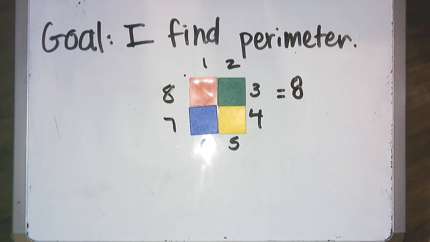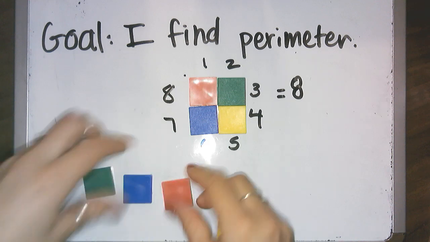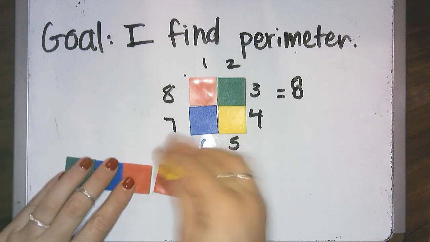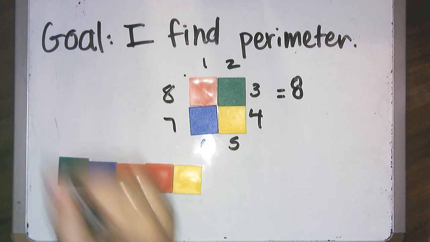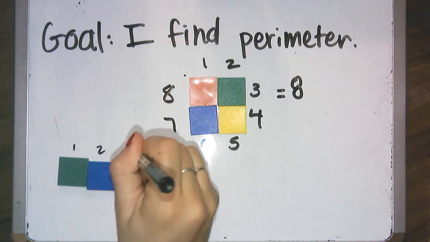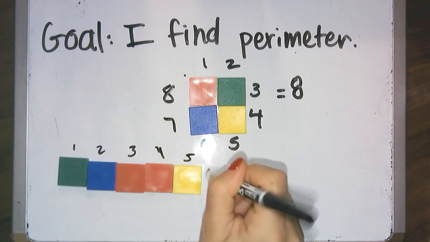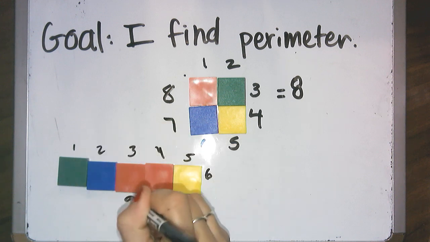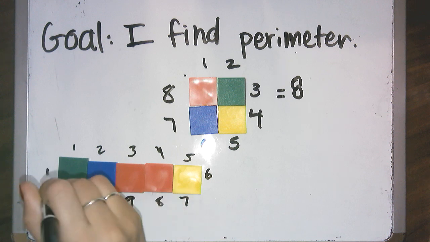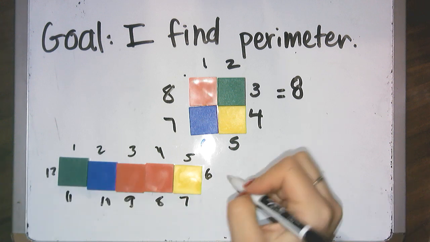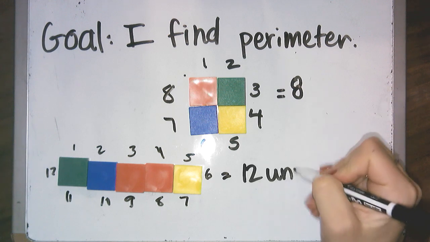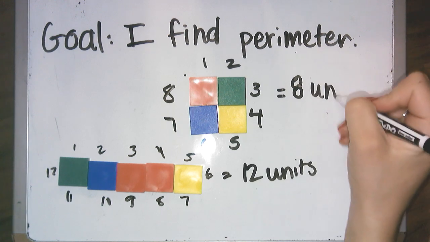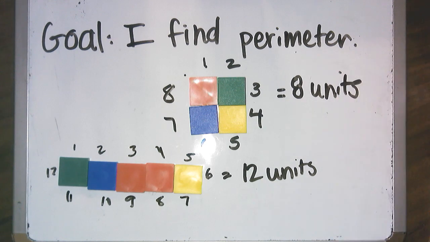Now, I can have lots of other objects. I could have a really long one. And then again, I would count all the way around it. 1, 2, 3, 4, 5, 6, 7, 8, 9, 10, 11, 12. So in this instance, the perimeter would be 12 units. You need to put your units, and because we're just counting here, this is units.